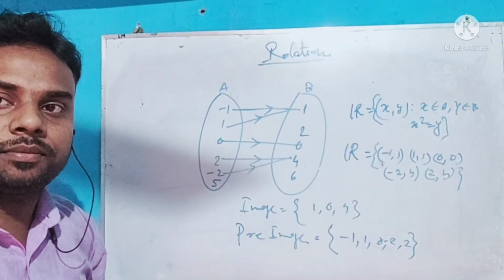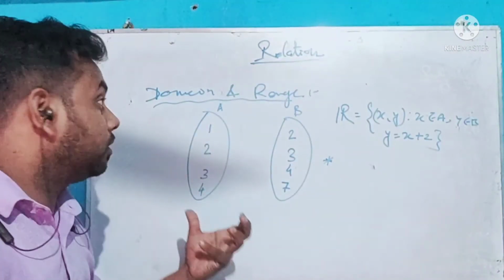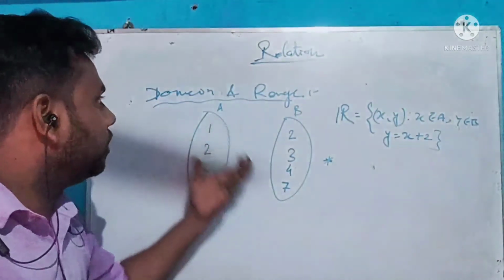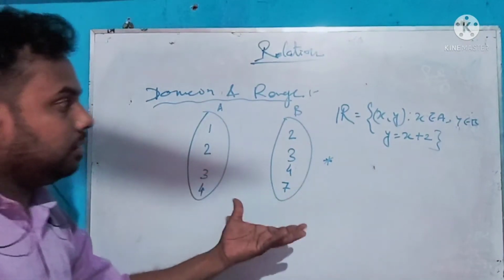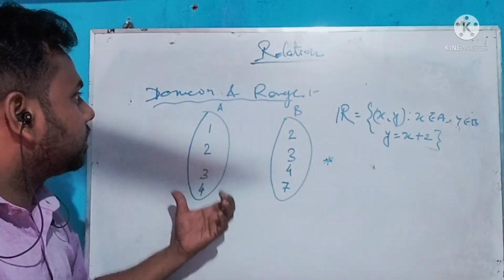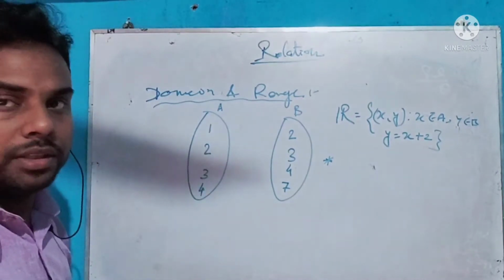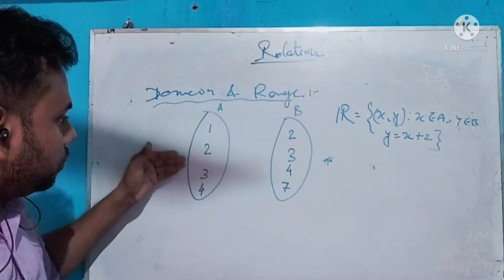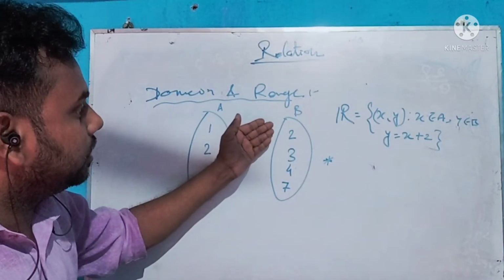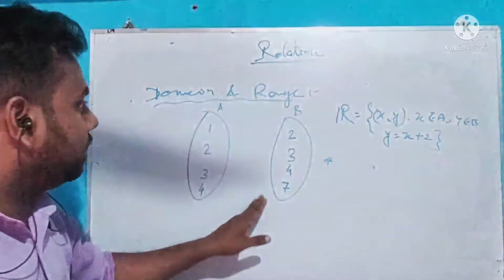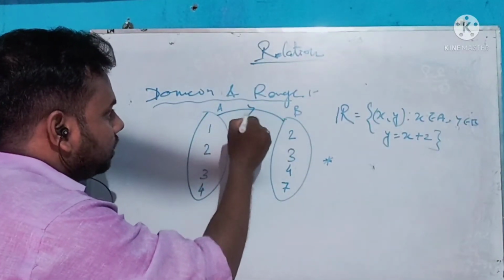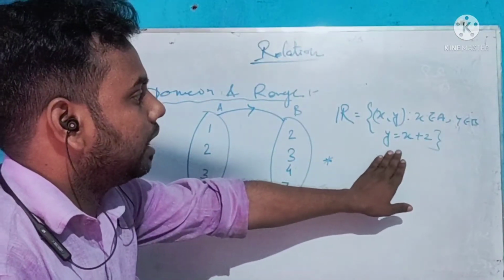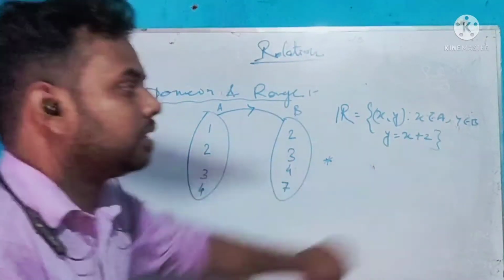Okay. Now it is very important to find the domain and range of a relation. In functions also we have to find domain and range, so the same things apply in functions too. Here we discuss how to find domain and range. Two sets are given, A and B. The elements of set A are 1, 2, 3, 4, and the elements of set B are 2, 3, 4, 7. It has a relation R, given as R = {(x, y) such that x belongs to A, y belongs to B}, and the relation is y = x + 2.